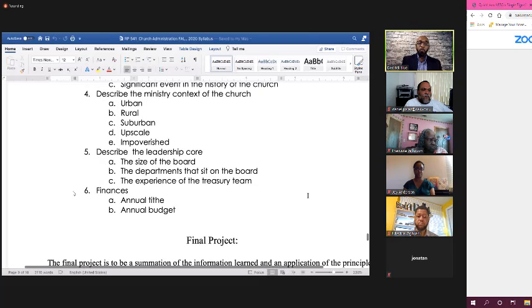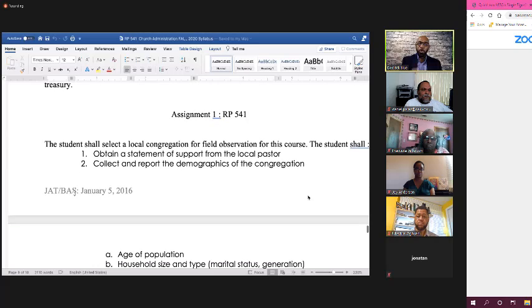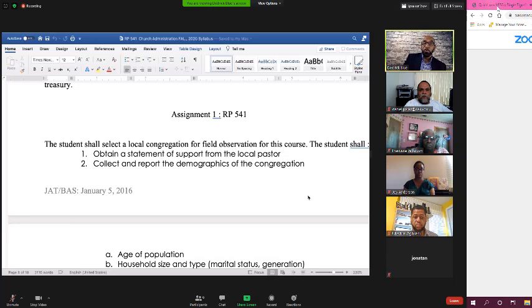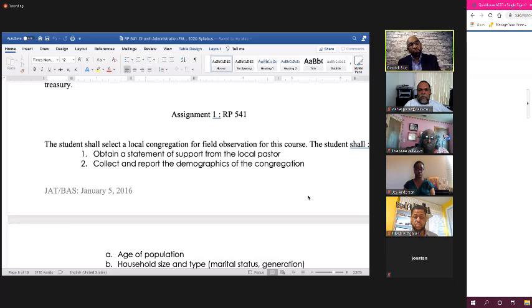So what I want you to do is get a good snapshot of the church that you will be observing throughout the semester. Get that snapshot. Understand what you're looking at, because as we talk about different models of evaluation for the church, as we look at different ways to assess a church, I want you to be thinking, how do I apply this assessment? How do I apply this information to this particular church and this particular ministry context?